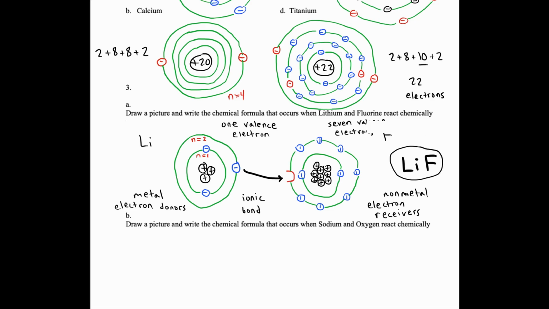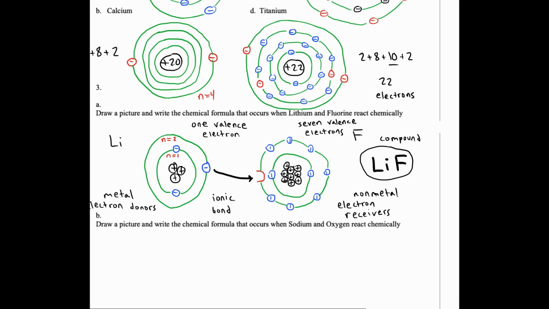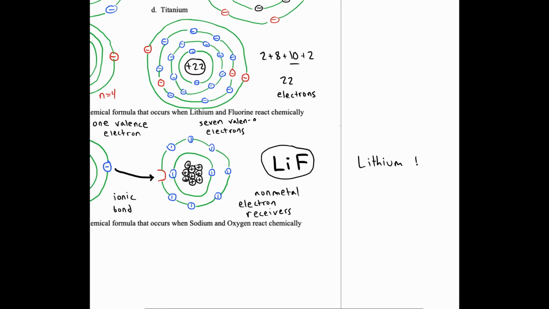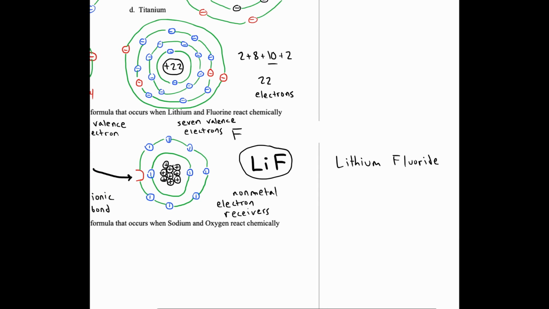And this is called a compound. We can give it a name. Lithium fluoride. So even though the element is fluorine, we'll use the suffix IDE whenever you have an ionic bond taking place. You just replace the INE with IDE, and then that is going to be its name, lithium fluoride.